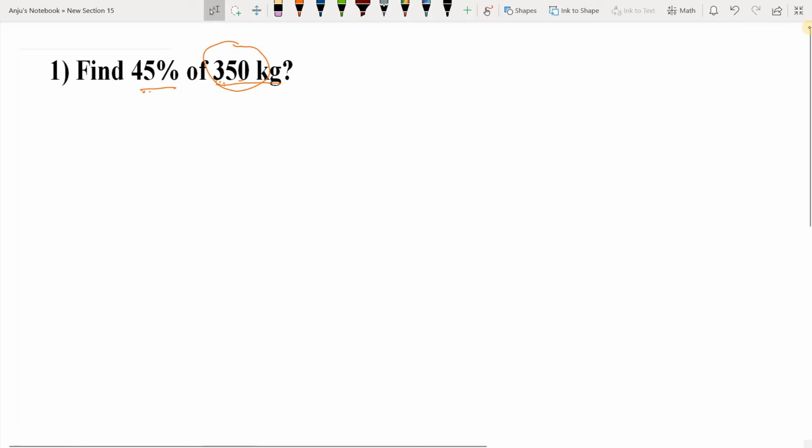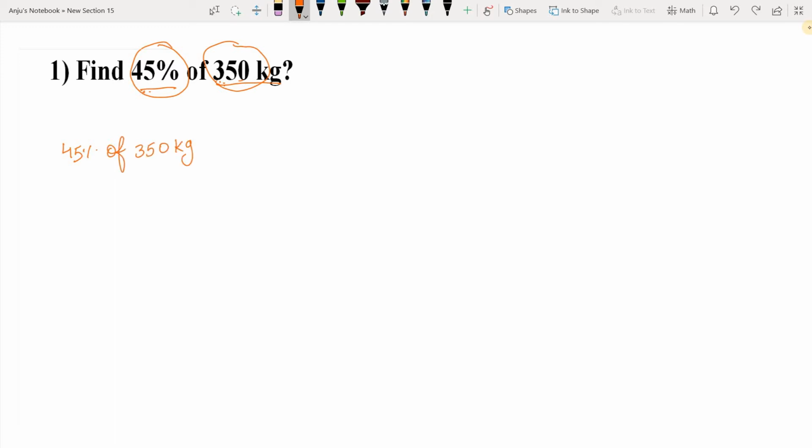Students, अगर आपको 350 kg का 50% फाइंड करना हो तो आप इसे बहुत ही इजीली बता देते हैं, क्योंकि 350 का जो हाफ है वही उसका 50% होगा. But here in this question we have to find 45% of 350 kg. So let's start solving. Here we have to find 45% of 350 kg.